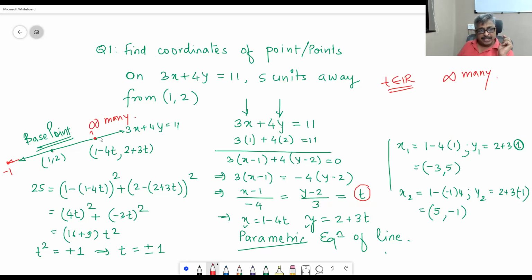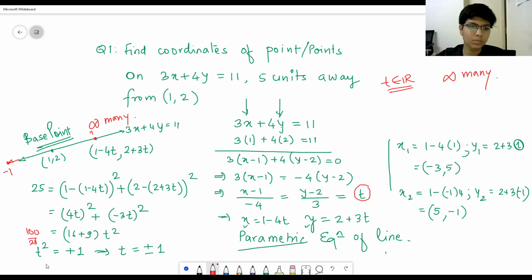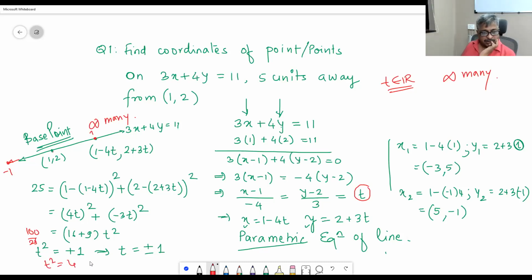You will keep on finding points at distance 10. If I wanted to do it at distance 10, then it will be 100 divided by 25. I will get t squared is equal to 4. Therefore, t is equal to plus or minus 2. If I substitute 2 here, I get one more point, and the same 2 here, I get another y coordinate. If I put minus 2 in both these places, I will get a distance of 10. So I can ask you to find a point on the line from a fixed point at any distance that you want.